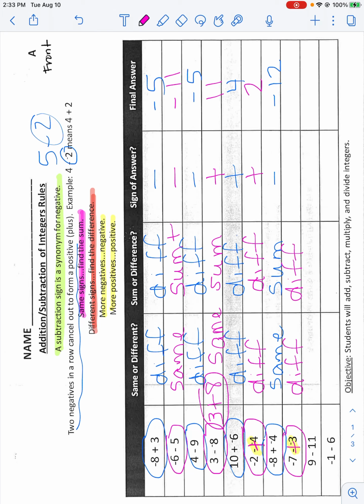So I have 7 negatives and 3 positives. My answer will be negative. The difference between 7 and 3 is 4. And my answer is going to be negative 4.